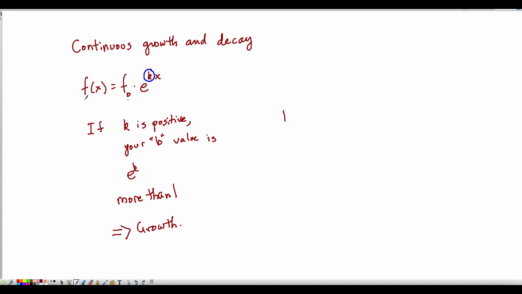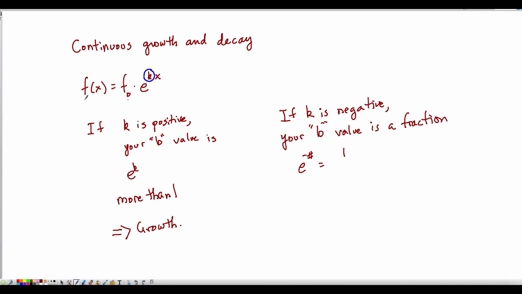And if the k value is a negative number, the b part here would be e to the negative k. So e to a negative number is the same as 1 over e to a positive number. That's why if it's negative, it's going to be smaller. It's going to be some fraction. Remember, e is about 2.718. So 1 over 2 or 1 over 3, it's going to be decay.